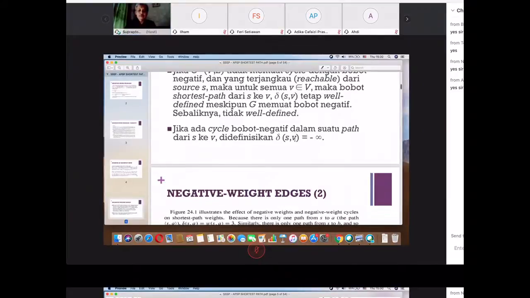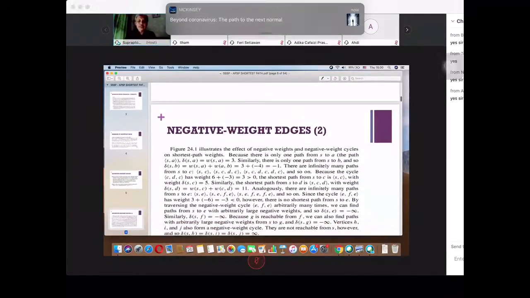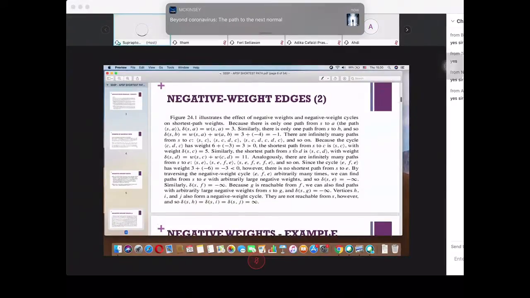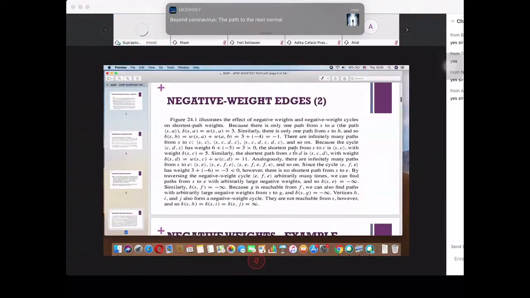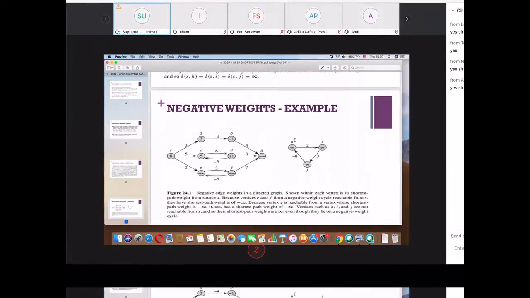Okay, this is the illustration. Let's just skip this narration, and then we have the figure of the graph that is actually a disconnected one, because this graph has two components. Right? This graph consists of two components.